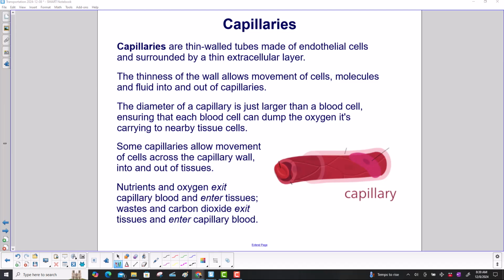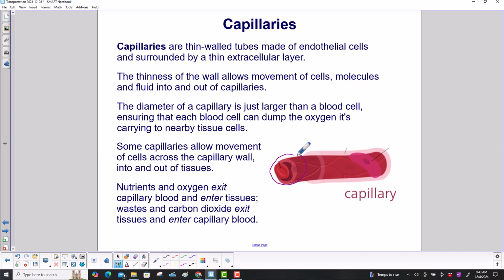Capillaries are thin-walled tubes made of endothelial cells and surrounded by a thin extracellular layer. The thinness of the wall allows movement of cells, molecules, and fluid into and out of capillaries. The diameter of a capillary, over here, is just larger than a blood cell, ensuring that each blood cell can dump the oxygen it's carrying to nearby tissue cells.